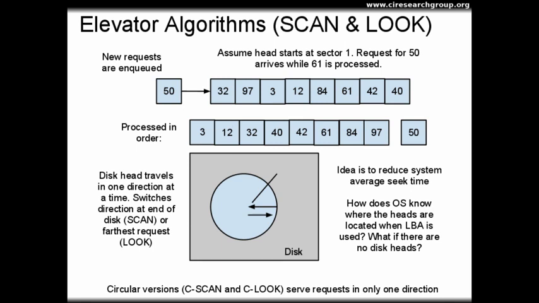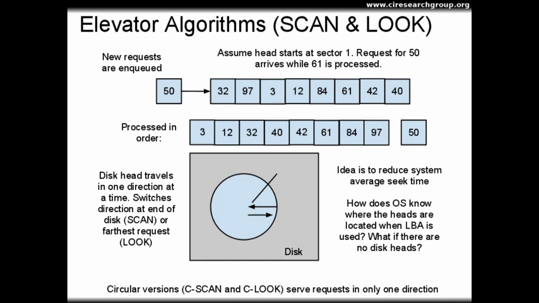Same process here. In this example with the scan algorithm, assuming that the head starts at sector 1, and this request for sector 50 comes in while sector 61 is being processed, the algorithm is going to process the requests in order 3, 12, 32, 40, 42, 61, 84, 97. And since that request for sector 50 came in while 61 was being processed, that request for sector 50 is going to have to wait until the head changes direction and returns to sector 50.